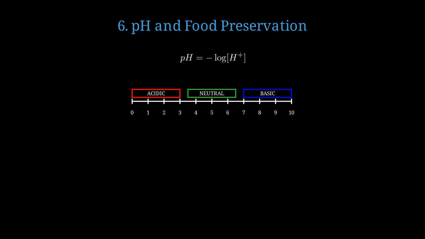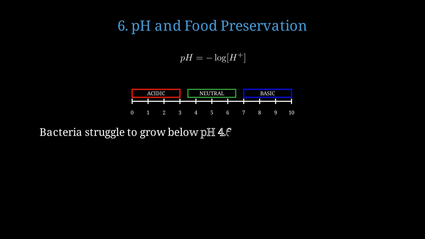Let's discuss pH and why it matters for food preservation. pH is defined as negative log of hydrogen ion concentration. It measures acidity on a scale from 0 to 14. The pH scale ranges from 0 for very acidic through 7 for neutral to 14 for very basic or alkaline.